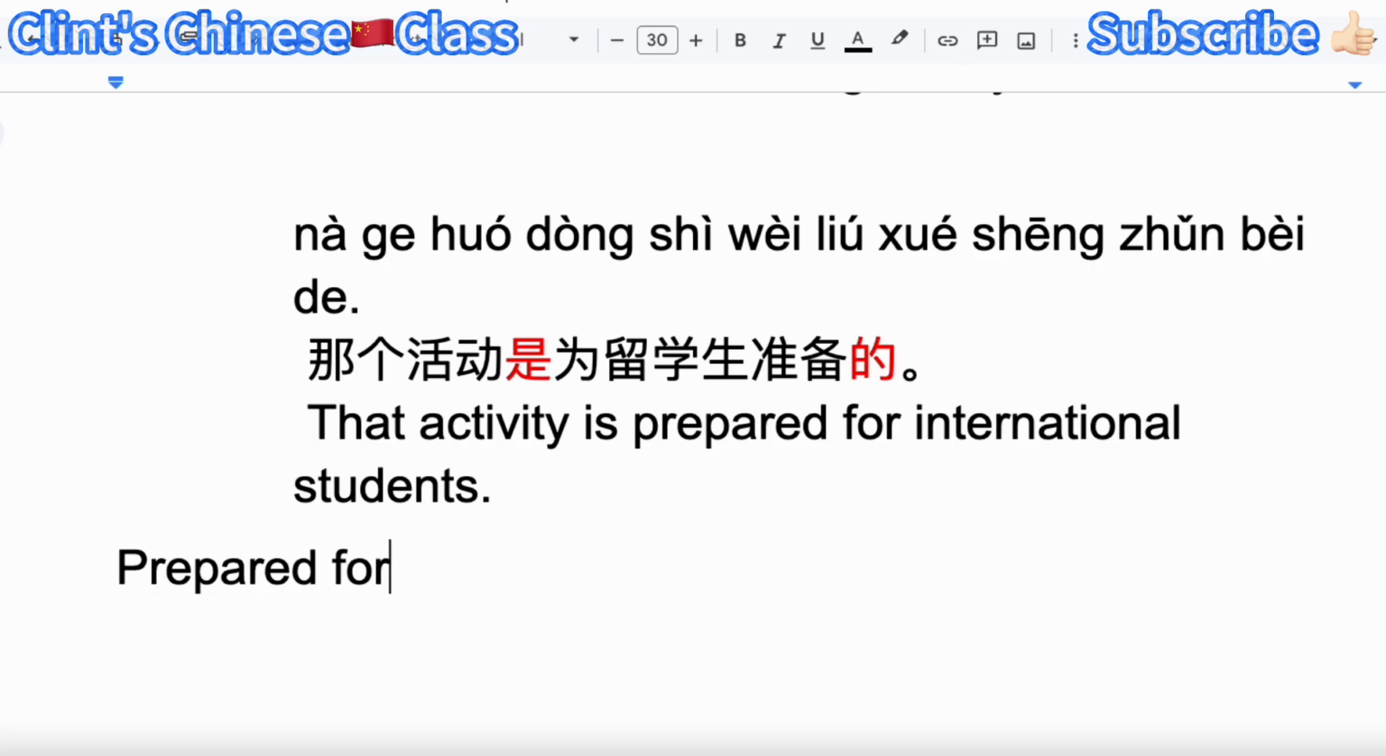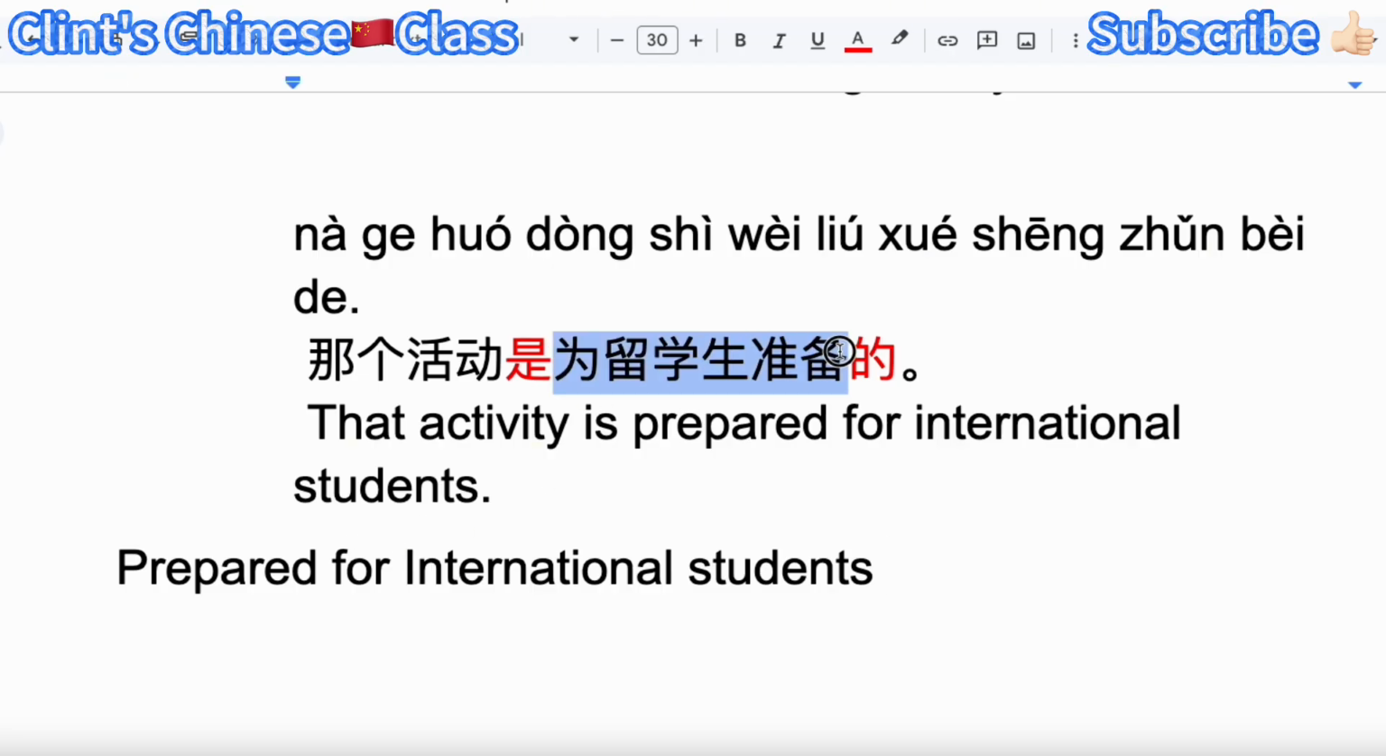Be prepared for 留学生, international students. Okay. That means that activity is prepared for international students. Then we just add this 是 and 的 to emphasize this information, specifically for them. If you remove the 是 and 的, it still works. That activity, 那个活动为留学生准备.